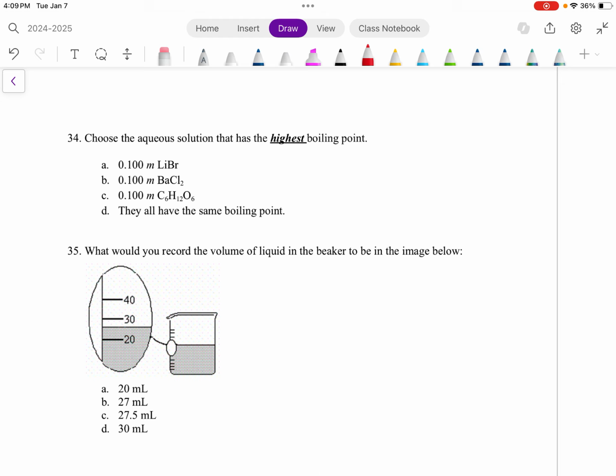Choose a solution that has the highest boiling point. Remember, boiling point elevation. So you're looking for the one that's going to have the most moles of solute dissolved. They all have the same molality. So then it goes to the i value. Are the i values the same? If the i values are the same, then D would be correct. The i values are not the same, so D is not correct. You have an i value of 2, an i value of 3, and an i value of 1. So if they're all the same concentration, an i value of 3 is always going to win out, and that's going to be the answer there.